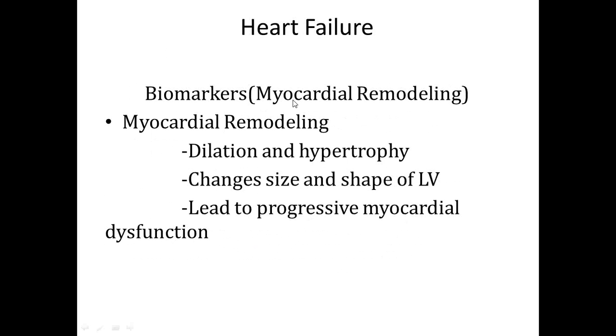So, what about biomarkers for myocardial remodeling? Remember, remodeling: you have an insult. Once you have an insult, you're going to get myocyte loss, so-called apoptosis. You're going to get myocyte elongation. You're going to get slippage, and then you get LV dilatation and hypertrophy. That's what we call remodeling, okay? That's going to change the size and the shape of the LV. So remodeling is bad, okay?